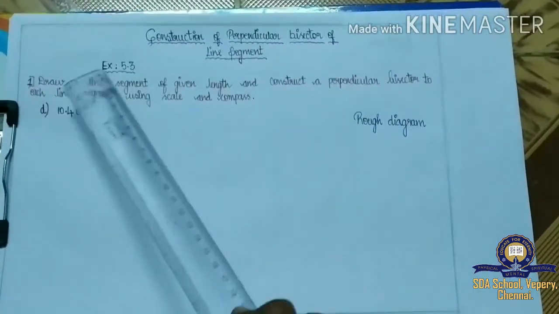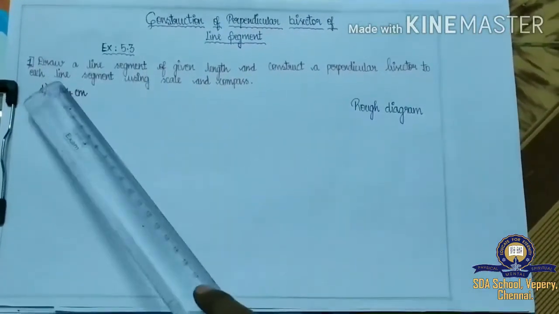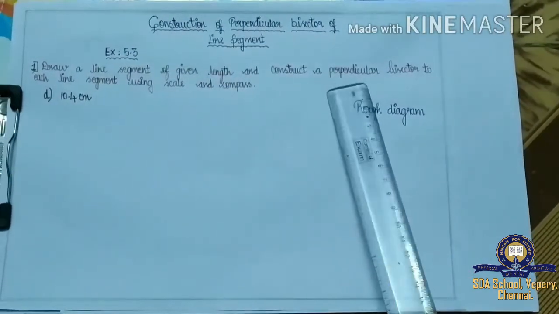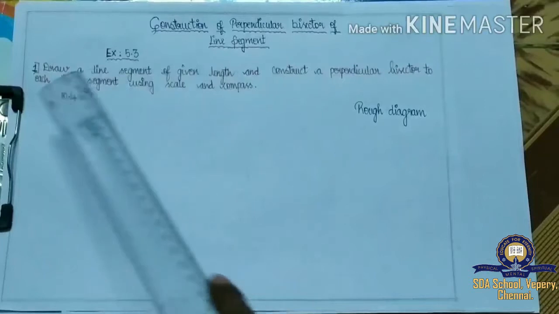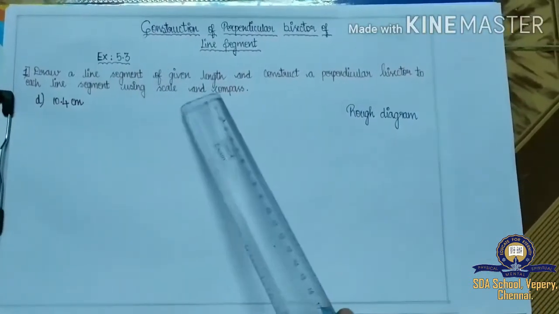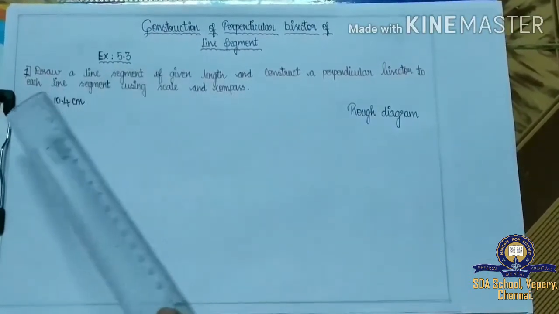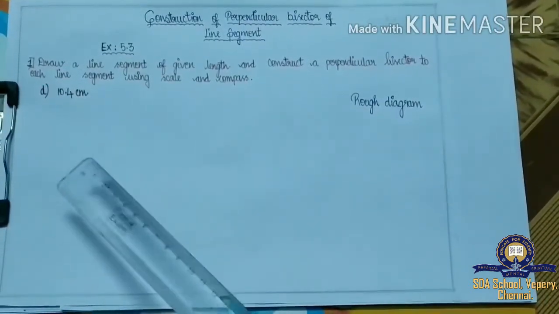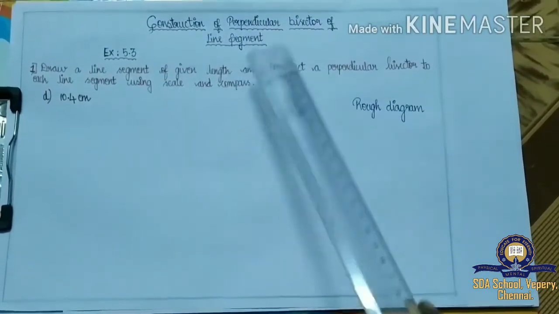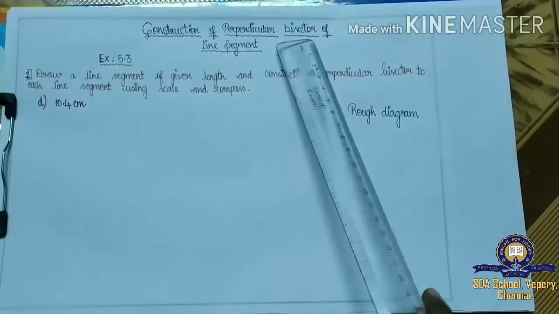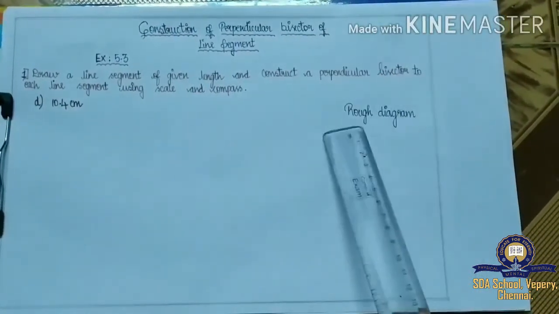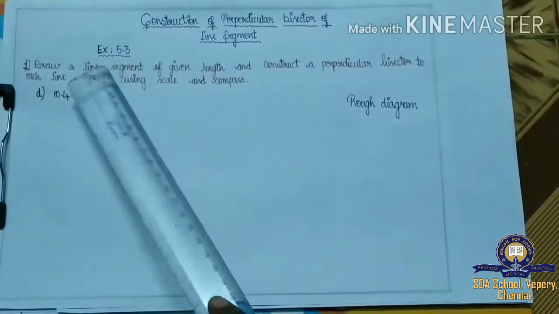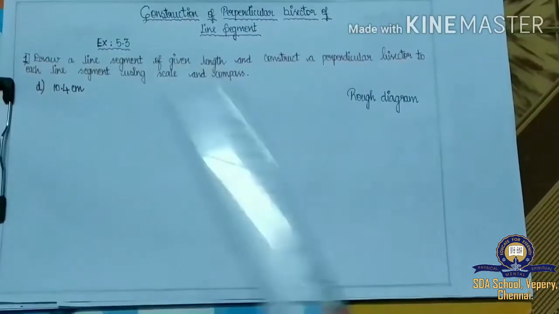Let's move on to our exercise 5.3. Draw a line segment of the given length and construct a perpendicular bisector to each line segment using scale and compass. Move on to our subdivision D, which is 10.4 centimeter. For constructing a perpendicular bisector, the very first step is we should draw a rough diagram. I repeat the question, and side by side I will draw a rough diagram.